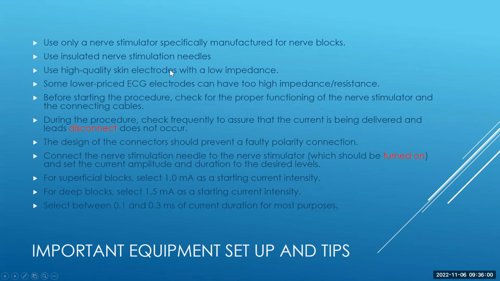Use high quality skin electrodes with low impedance. If they're not in good shape, they may have too high impedance and resistance, and really not stimulate very well for us. Before starting the procedure, make sure it functions properly, that the stimulator is working and all the cables are good. During the procedure, you should check frequently to assure that the current is being delivered and that a lead disconnect has not occurred. Most stimulators complete the circuit when you touch or pierce the patient's skin with the insulated needle, and you have an electrode on, connected to the stimulator.